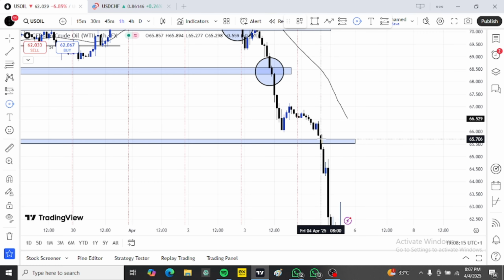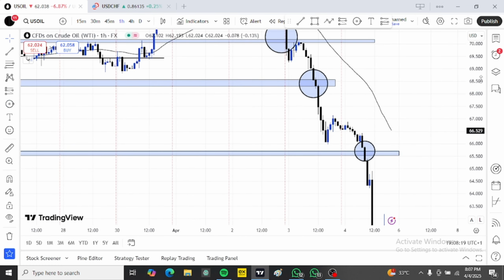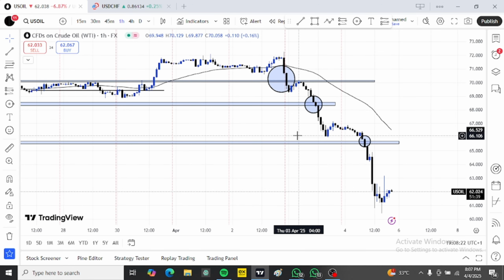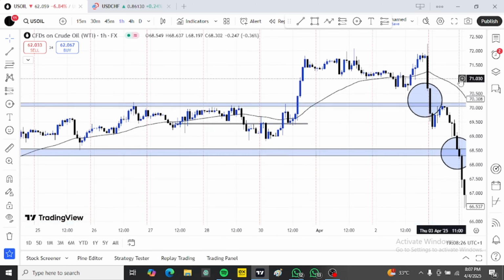If you don't know how to draw zones, just go and watch my previous video. That's why I explained how to draw different zones, like area of interest, support, and resistance zone. If you don't know how to draw it, just go and watch the last video I dropped.